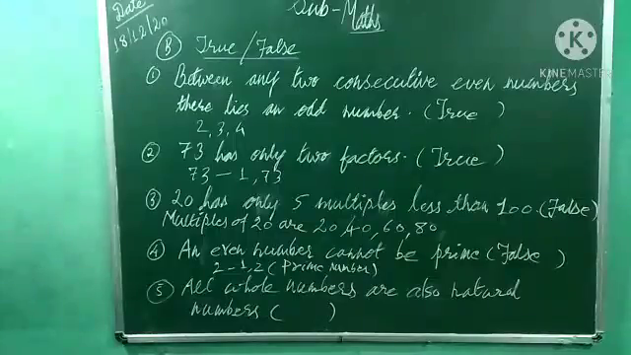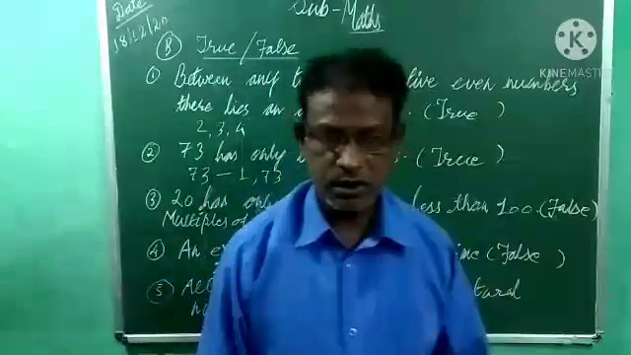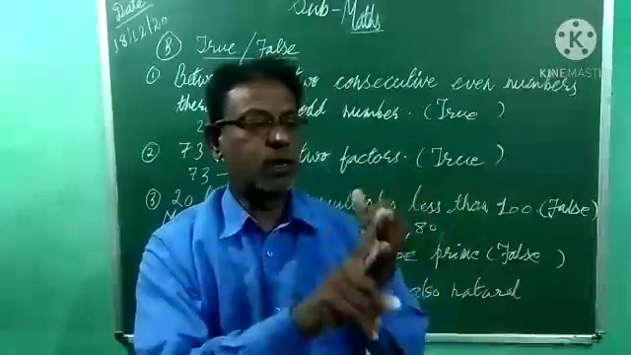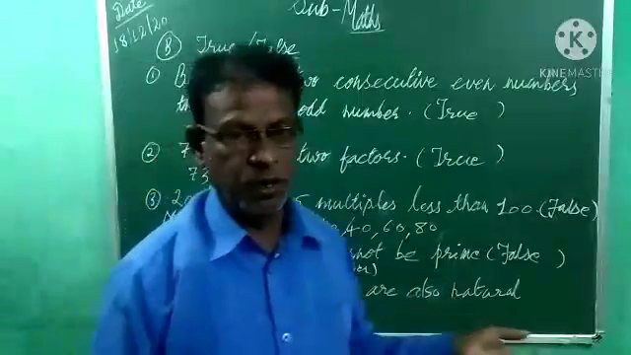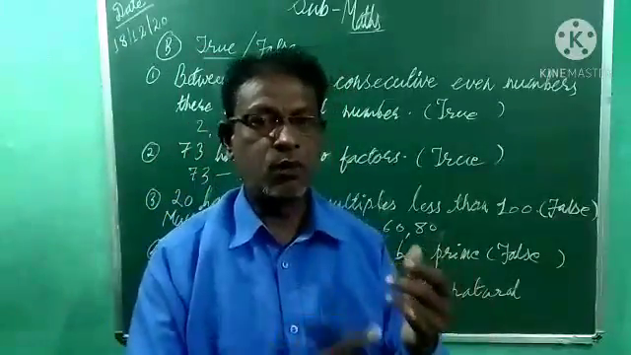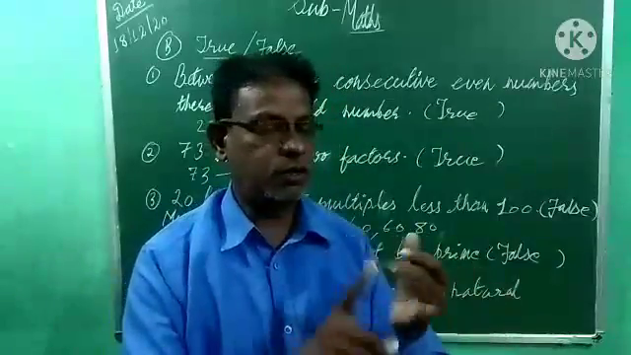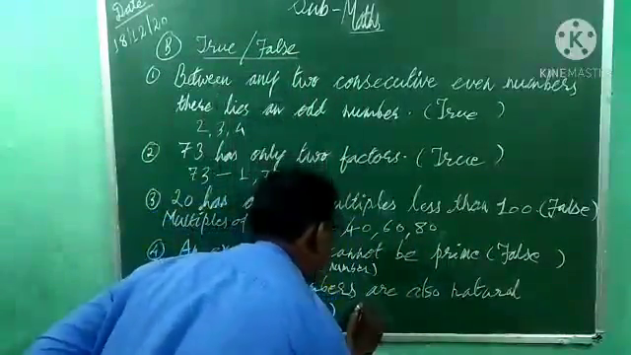Last question: all whole numbers are also natural numbers. Whole numbers means what? The numbers starting from 0, 1, 2, 3, 4, 5, 6, many whole numbers. There is no end of whole numbers and the smallest whole number is 0. And natural numbers start from counting numbers, 1, 2, 3, 4, 5, like that.